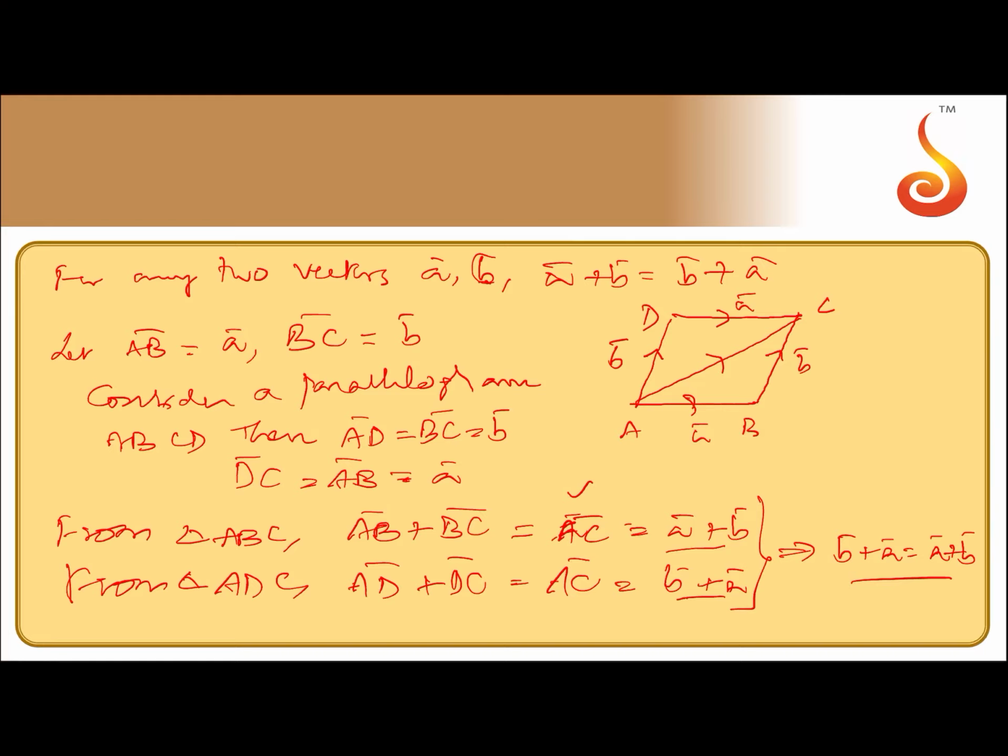Coming to the associative property. Let me take the vector A bar plus B bar, and then adding C gives A plus B plus C. So for three vectors A bar comma B bar comma C bar, we get A plus B plus C is equal to A plus of B plus C.